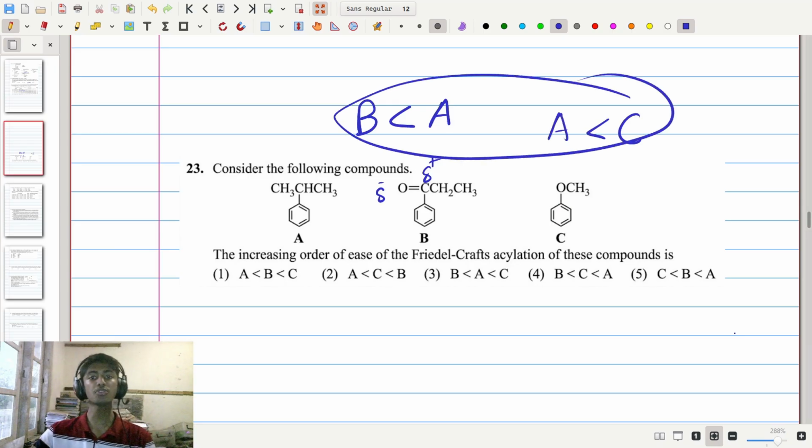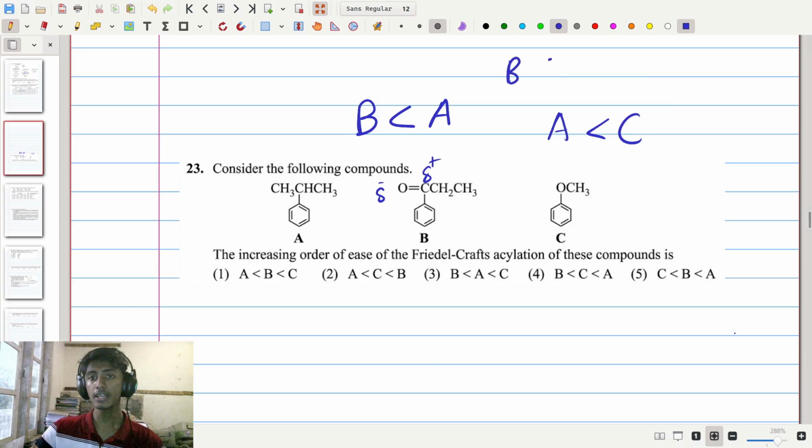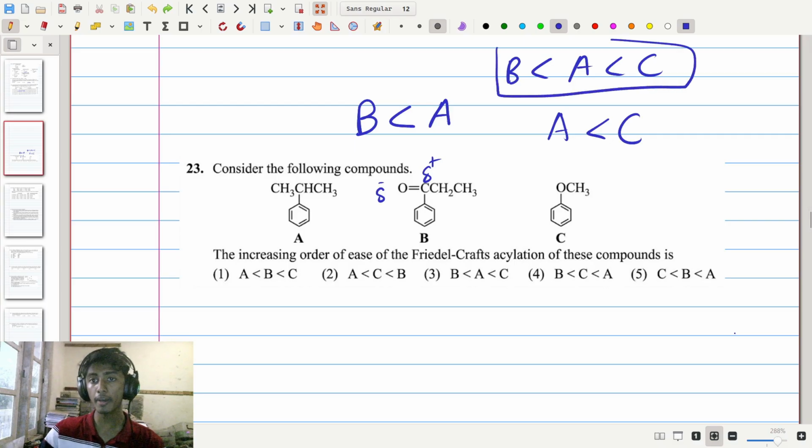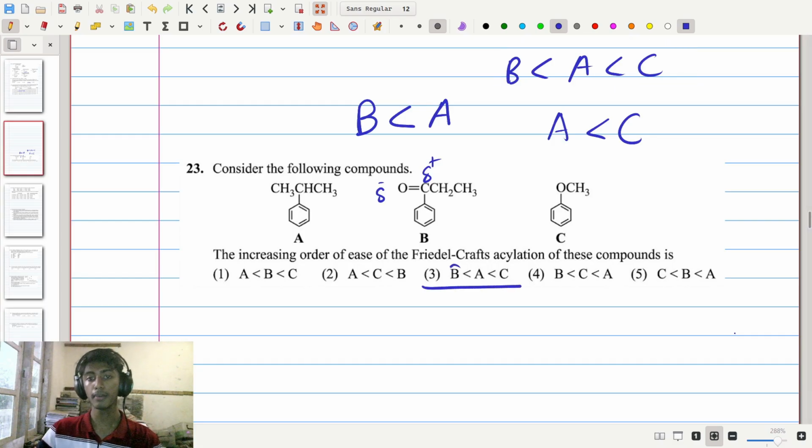Now combining these two, we can see we get the inequality B less than A less than C. And from this we can see, since electron density is proportional to the ease of Friedel-Crafts acylation, we can say the same exact order must be there for the ease of Friedel-Crafts acylation. And therefore the answer here is answer number 3. B less than A less than C.